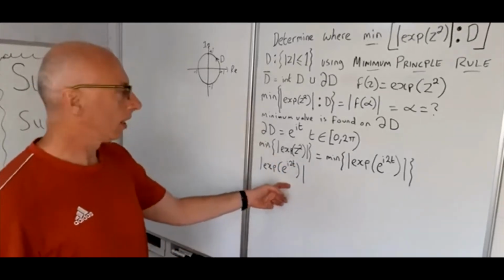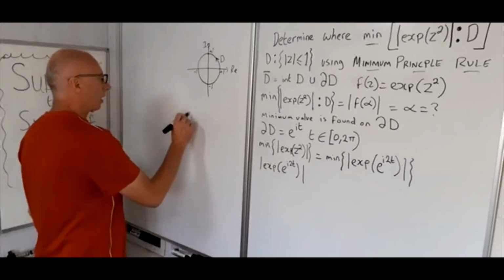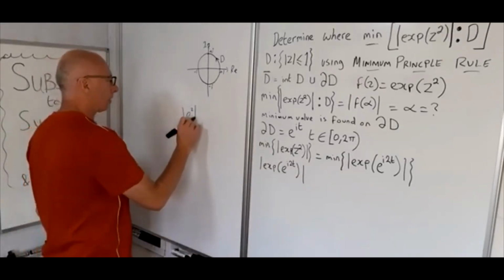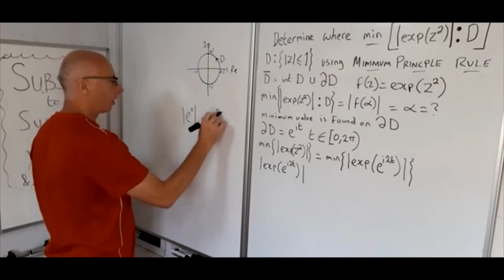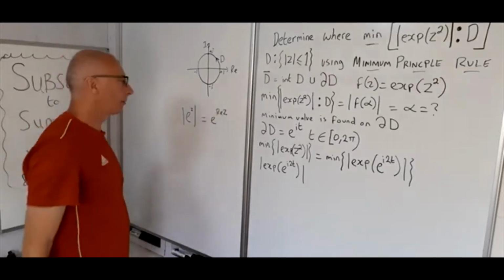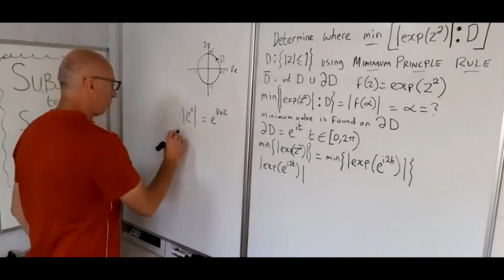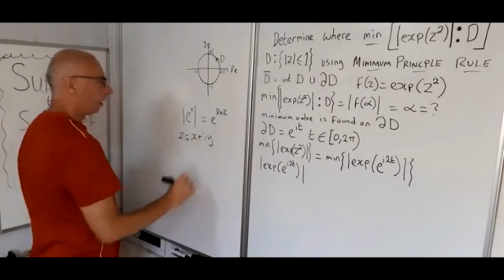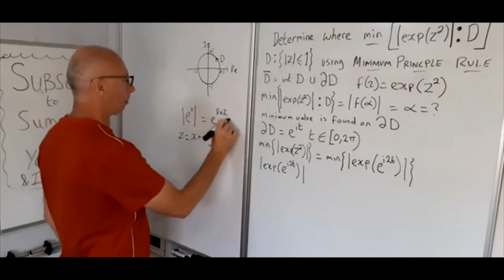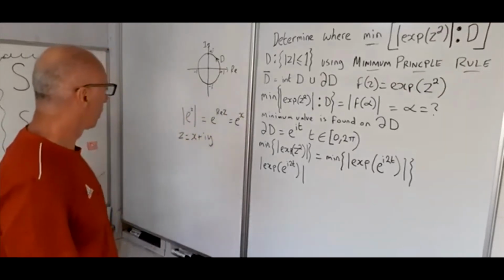There's an identity in complex analysis. What we do know is that e to the z is equal to e to the real part of z. So z is in the form x plus iy, therefore this is basically e to the x.